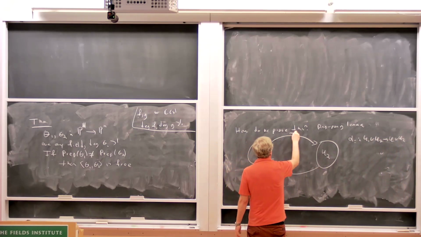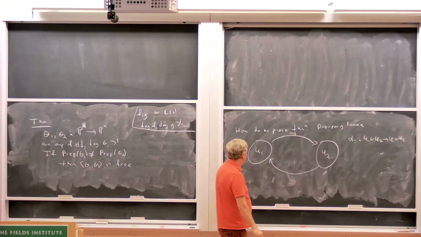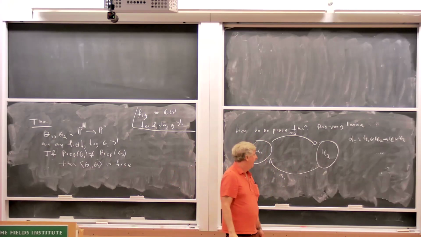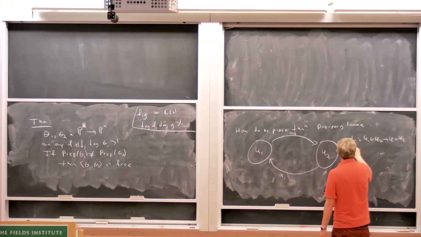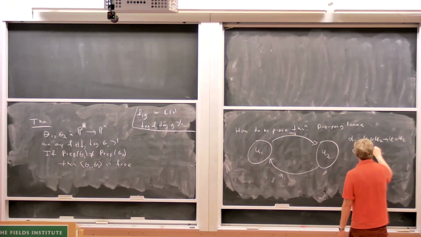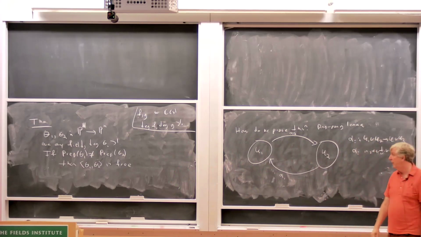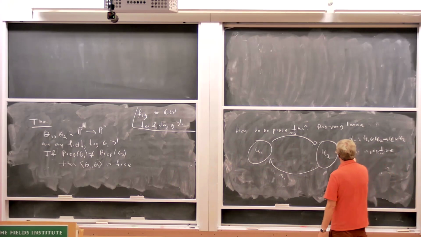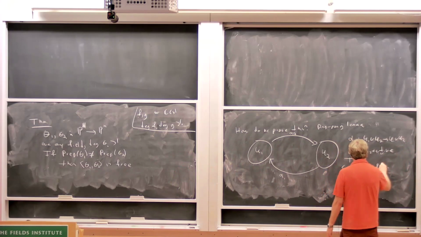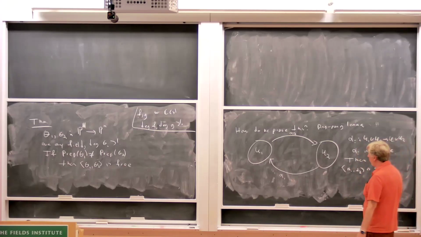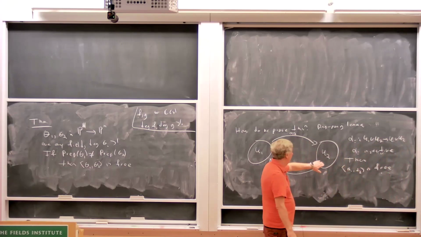Maybe I'll do it the other way around. Alpha 2 sends everything from U1 into U2. Alpha 1 sends everything right back. And I'm also going to put in one more thing: I want these to be injective. And then alpha 1, alpha 2 is free. Oh, sorry, I should say that too: alpha 2 sends U2 to itself.